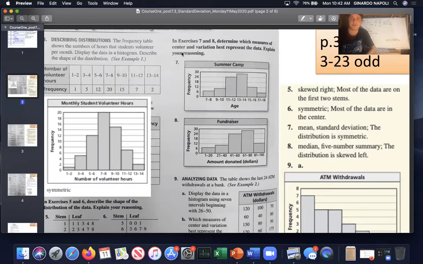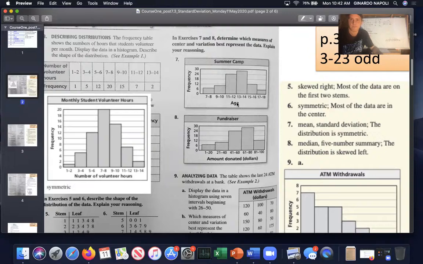Measures of center and variation. Okay, so we've done the mean and the median. Those are measures of center. Variation is how the data spreads out. All we've really done to see how the data spreads out is by looking at box and whiskers and by measuring either side of the mode. That's all we've really done. Today we're going to look at the standard deviation, which is what they're referring to here.